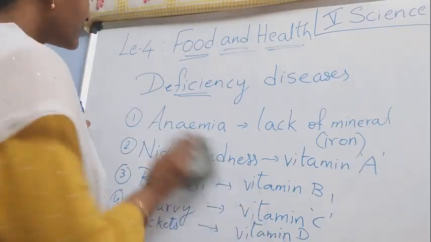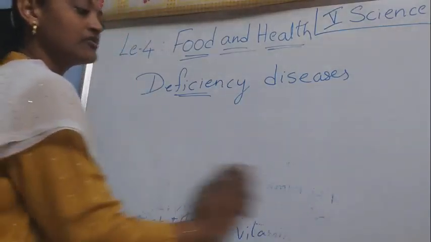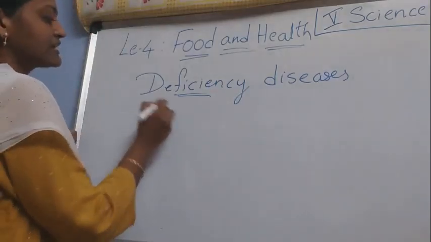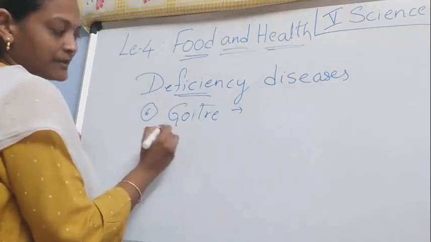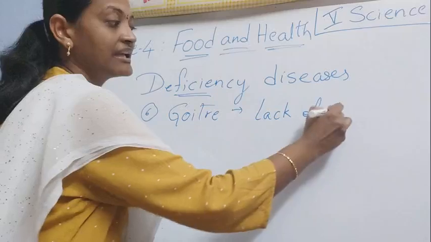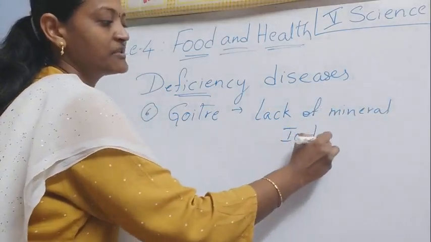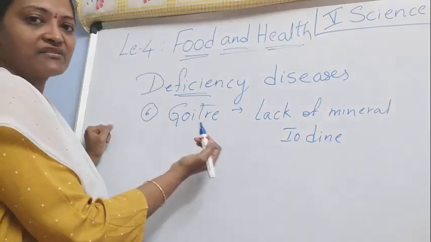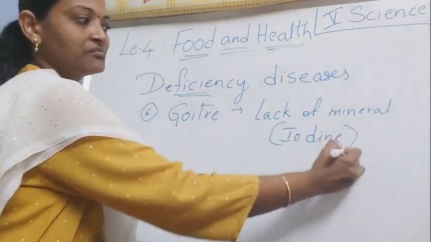I will show you all those pictures. Now, the next type of disease is due to lack of iodine. Iodine is also a mineral. Some persons are not at all taking it. Okay. The sixth type is goiter. This is one type of disease. This is due to lack of a mineral. Again, the mineral is iron. Sorry, iodine. What is the mineral? Iodine. If iodine is not taken properly by the person, then this iodine is nothing but a mineral, children.